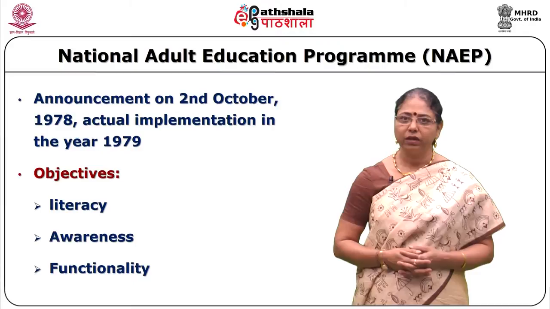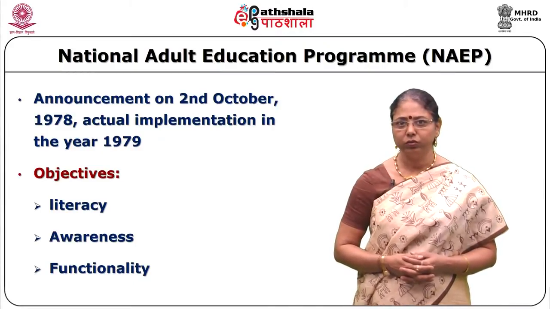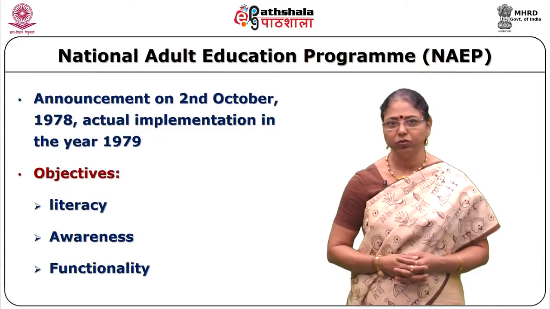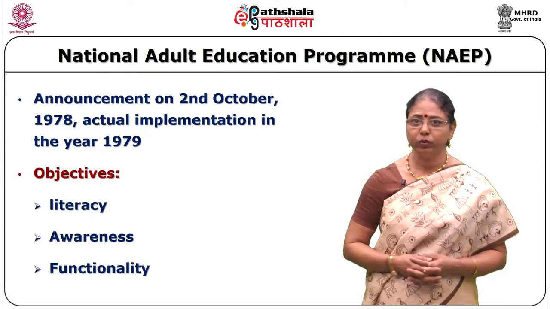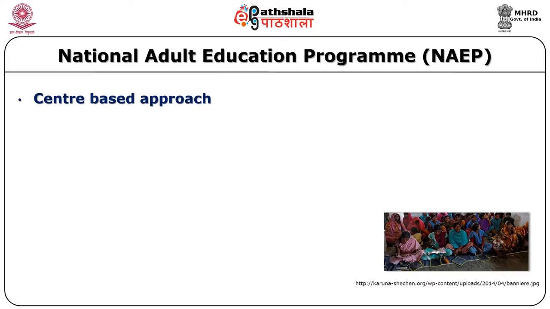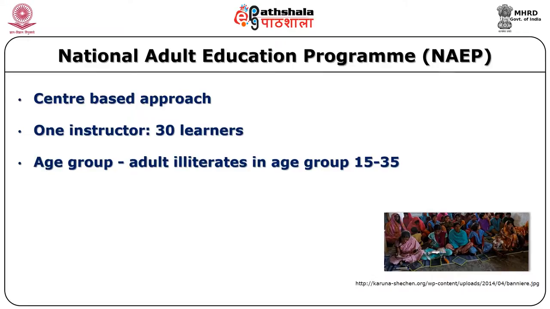When we say awareness, awareness was about all the social issues, including economic as well as political issues. Then functionality, how the literacy can be used in their day-to-day life. They can improve their current status. For implementation of the National Adult Education Program, a center-based approach was used. One instructor used to teach 30 learners. The main focus was on adult illiterates in the age group of 15 to 35 years. Why was this age group selected? Because this is a productive age group.